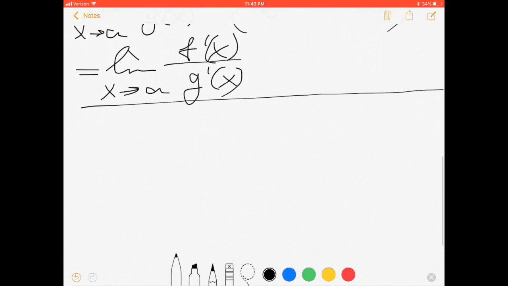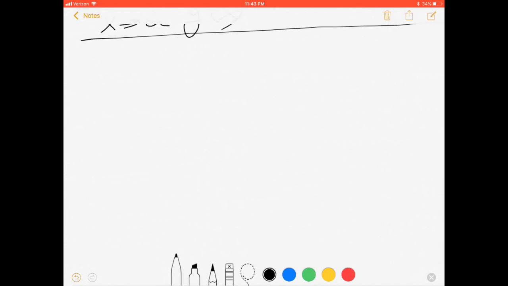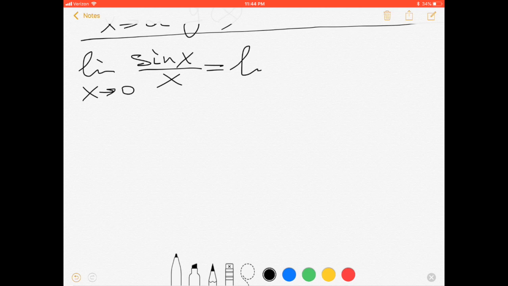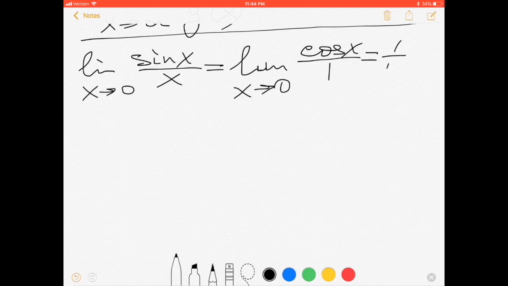How can we use this L'Hopital's rule for solving? For example, go back to our special limit sin x over x as x approaches 0. If you use L'Hopital's rule, first if you plug in, you have 0 over 0, and then you have the limit of the derivative of sin x, cosine x, over the derivative of x, which is 1, as x approaches 0. You plug in 0, it will be 1 over 1, which means 1. You see, computing this limit is much easier than what we did before.